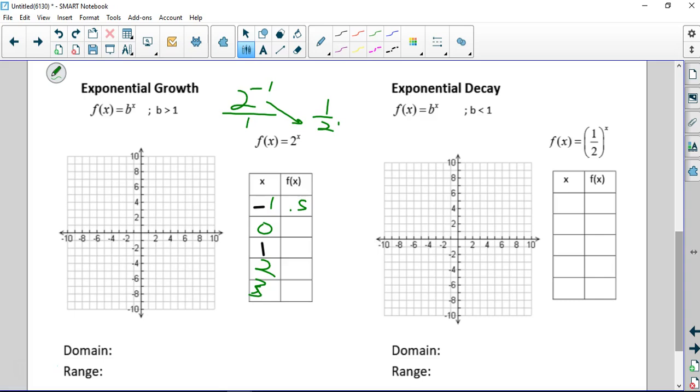Then you plug in 0. Anything to the 0 power is 1. 2 to the first power, anything to the first power is itself. And then we have 2 squared, and we have 2 cubed, which we already know. So now we're going to graph this. 3, 8, 2, 4, 1, 2, 0, 1, and then negative 1, 0.5.